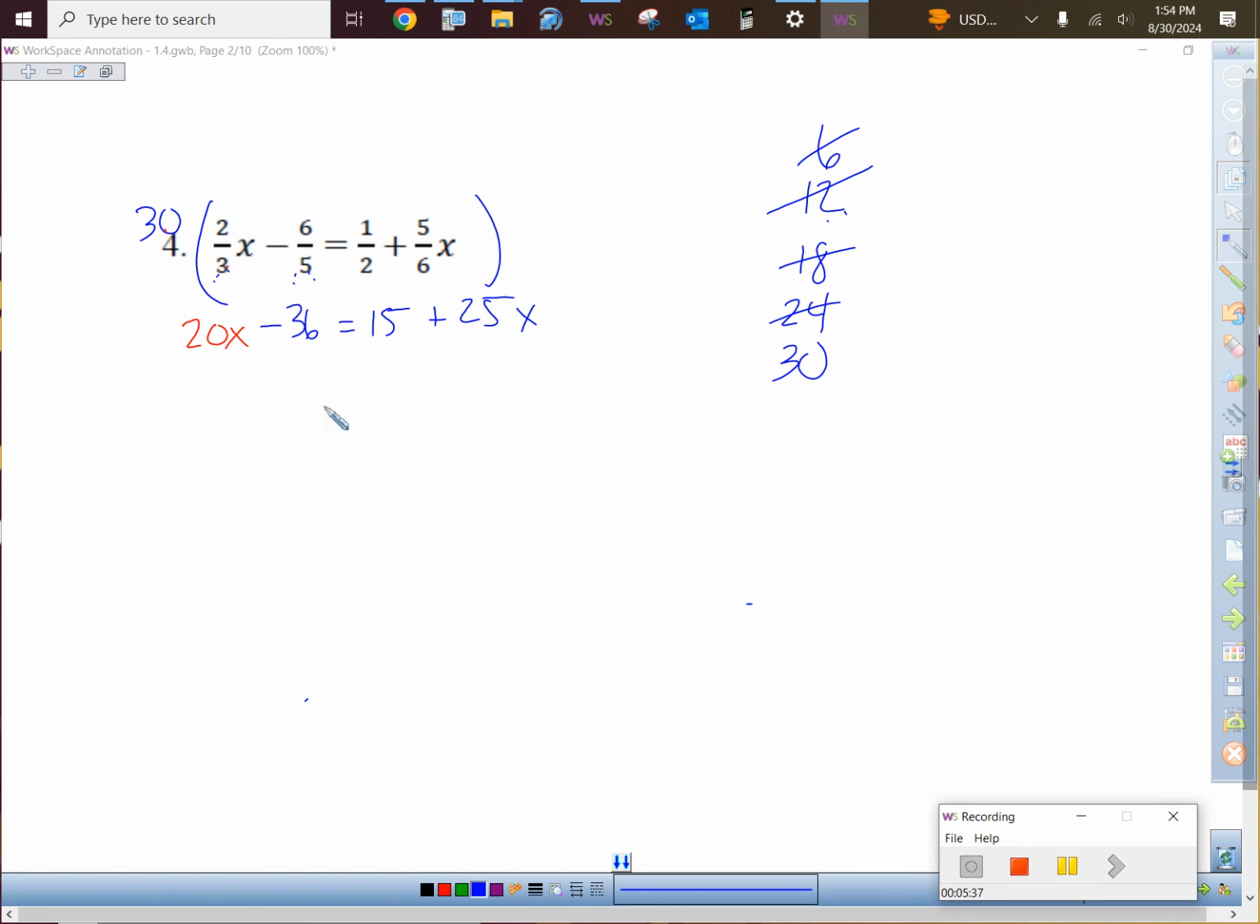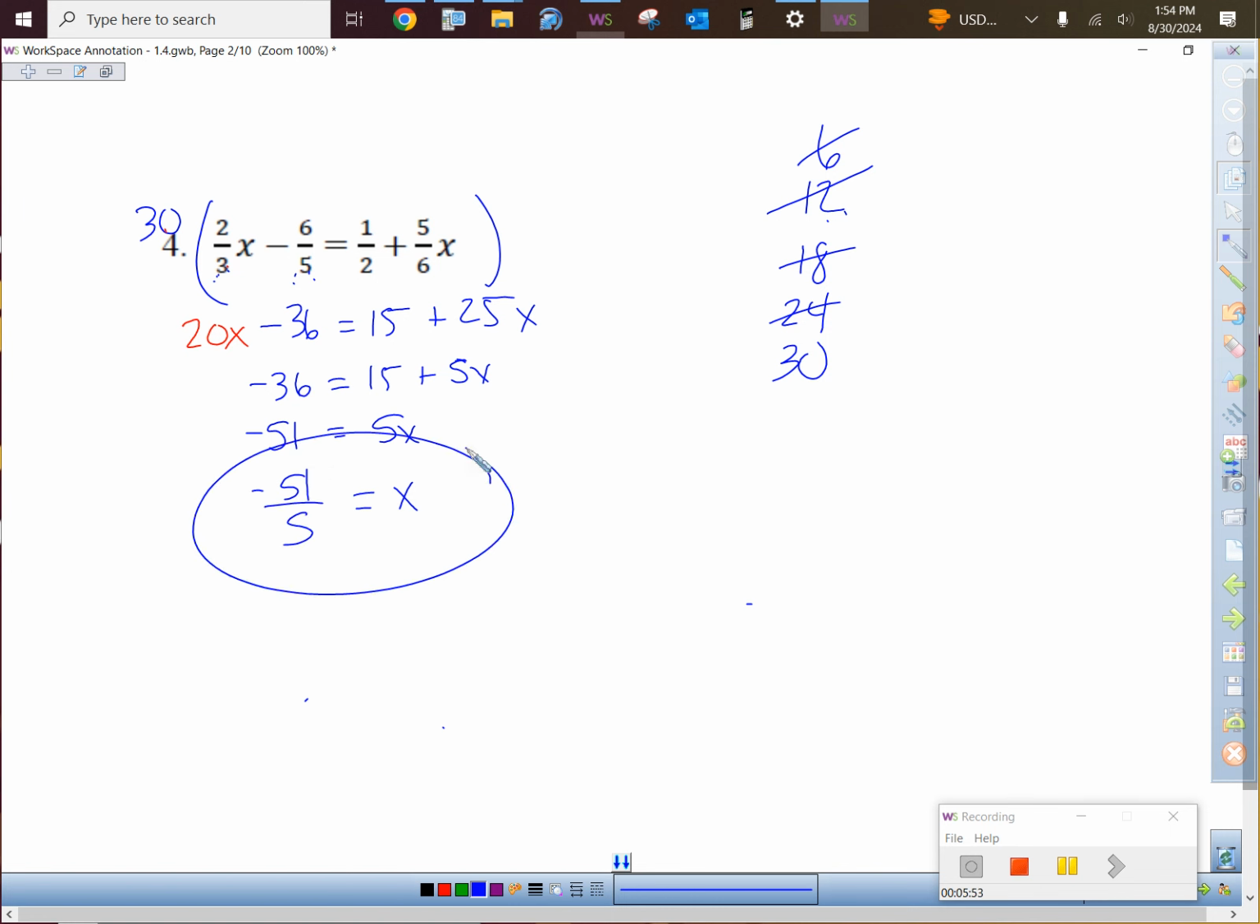So subtracting the 20x over, I get 5x positive. Subtract that over, minus 15, so negative 51. And then that's not going to come out nice, so that's my final.